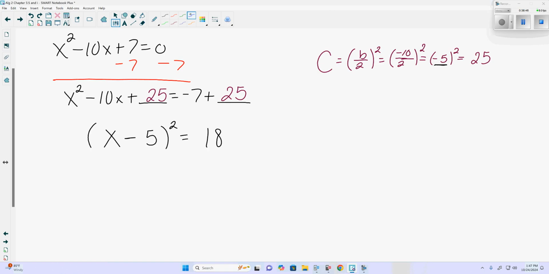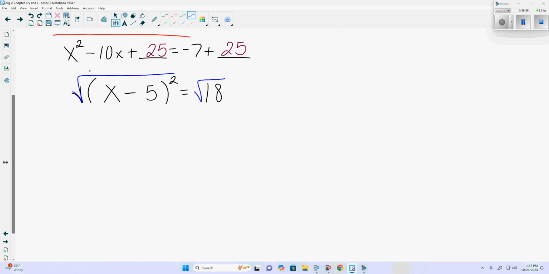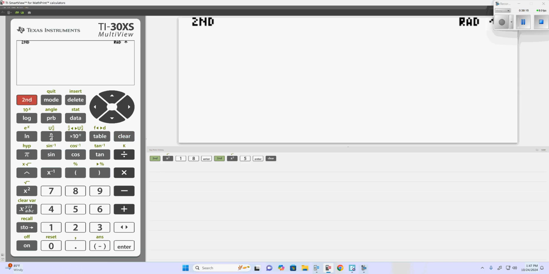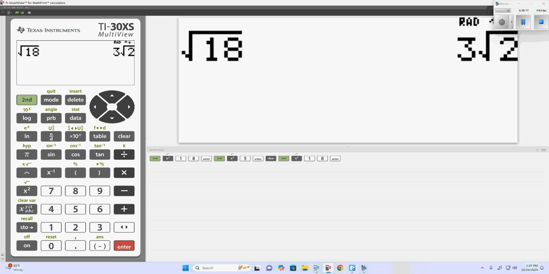Now we can solve. Our first step in solving at this point is going to be to take the square root of both sides. Because on the left-hand side, the square root and square would cancel, telling me that x minus 5 is equal to plus or minus the square root of 18. Well, it's not negative, so we can go on and just grab the calculator. The square root of 18 is 3 square root of 2.